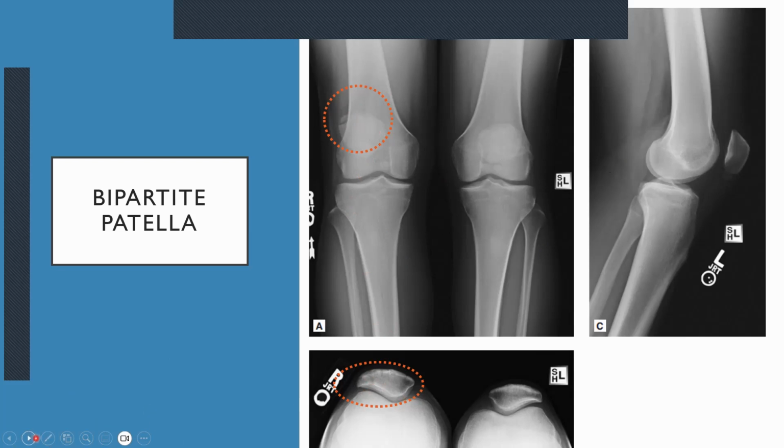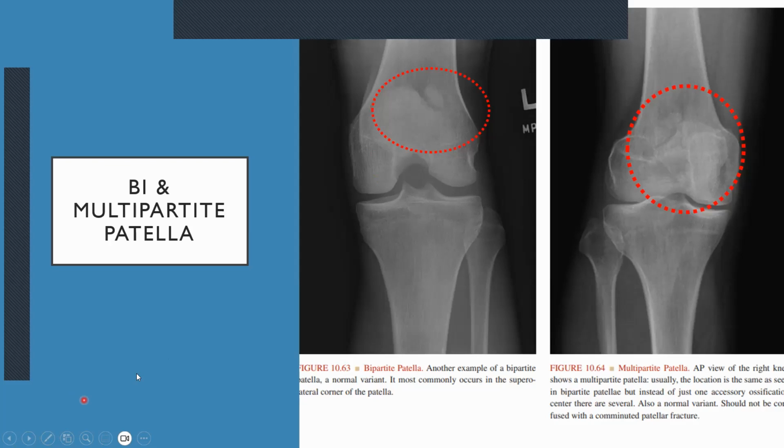And it's quite a common finding. Here we have a bipartite and multipartite patella. These patients very often present. The only time you'll find it is if the patient has an injury to their knee, and then coincidentally you do an x-ray and you find it.